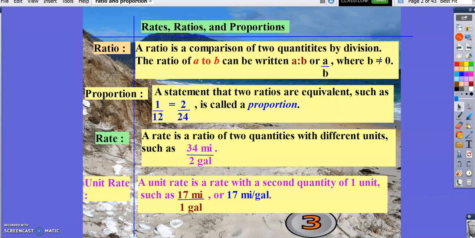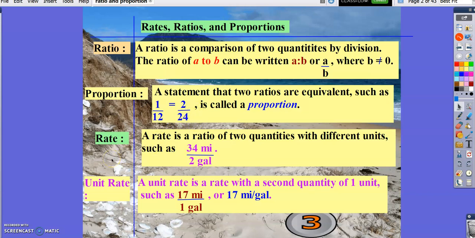Proportion. A statement that two ratios are equivalent, such as 1 over 12 is equal to 2 over 24, is called a proportion. So how are these two equivalent? If you multiply this 1 by 2, it will give you 2. And so you have to multiply the denominator by the same number 2. So 12 times 2 will be what? 24. So you see both of them will be the same.